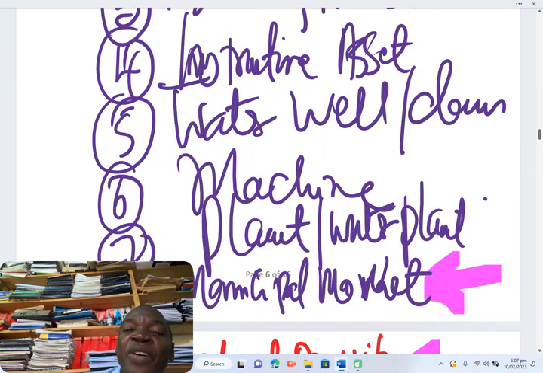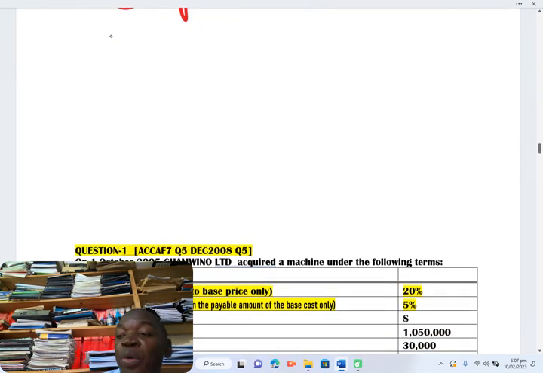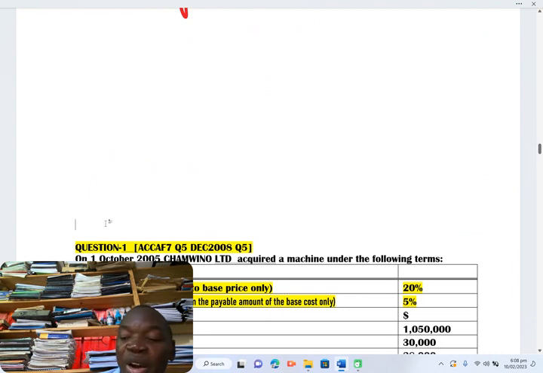Now, in order to get the cost of PPE, how do we get the cost of PPE?